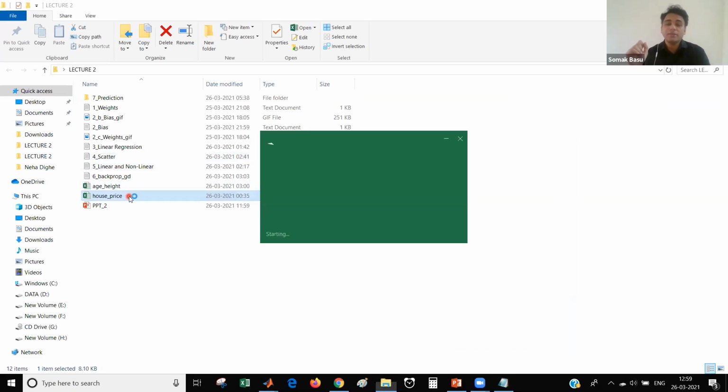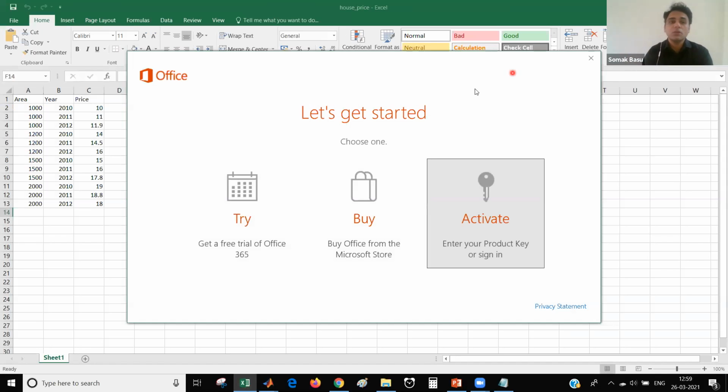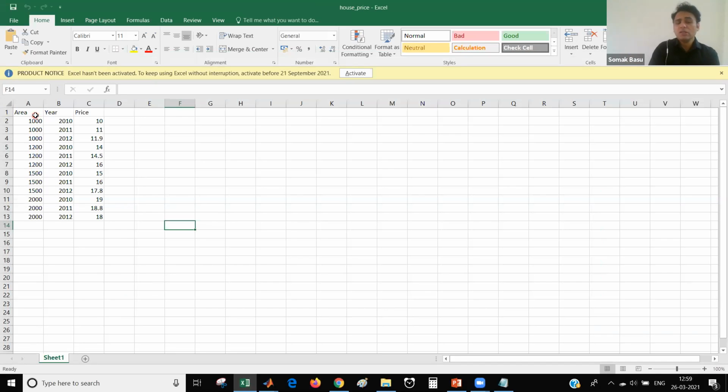Let us go to another example, the house price example that I was talking about. Let us say this is the area of the house, this is the year, and this is the price in lakhs. Say the area of the house is 1000 square feet. In the year 2010, the price was 10 lakhs. In 2011, it became 11 lakhs. In 2012, it became 11.9 lakhs. If the area of the house is 1200 square feet, in 2010, the price was 14 lakhs. In 2011, the price became 14.5 lakhs. And in 2012, the price becomes 16 lakhs, and so on.